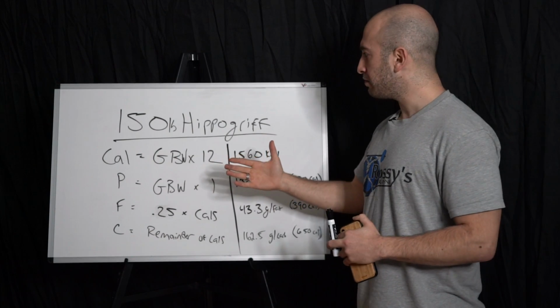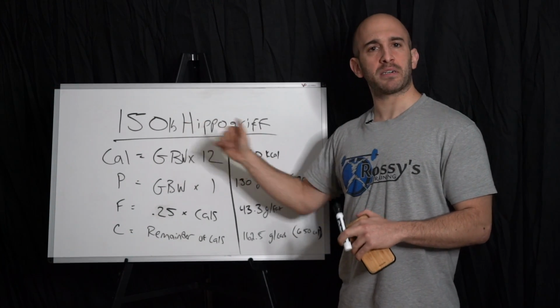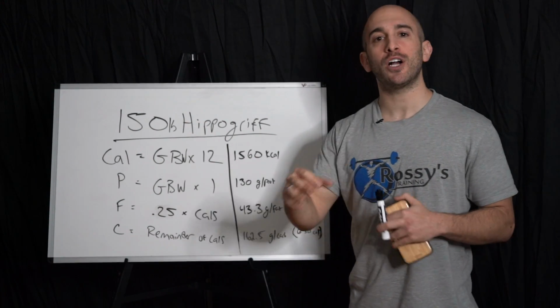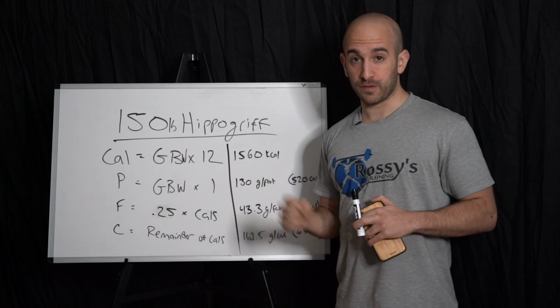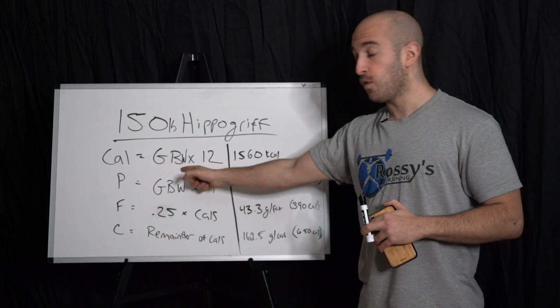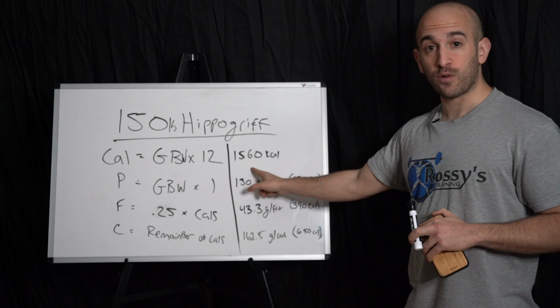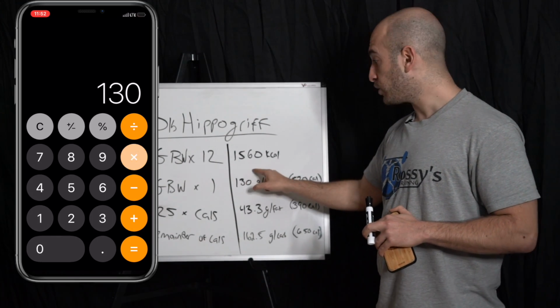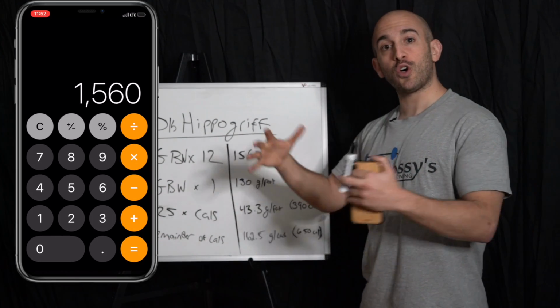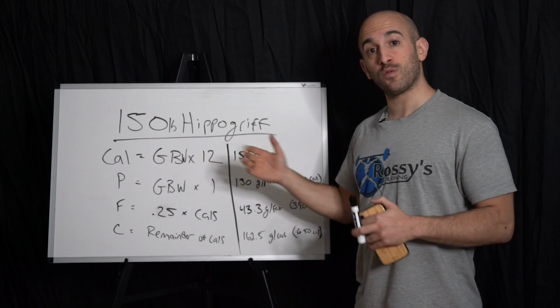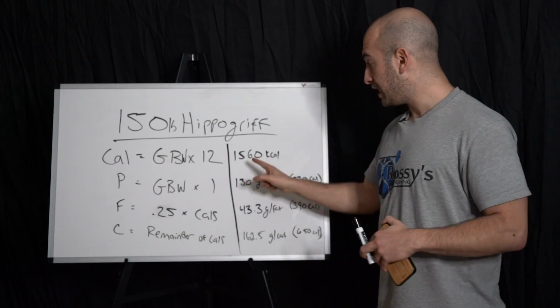Let's say we have this nice looking 150-pound hippogriff who wants to lose some weight. The goal body weight is 130 pounds. To get the total number of calories, first and foremost, you take the goal body weight, which in this example is 130, and you multiply it by 12. We already did the math for you. 130 times 12 is 1560. So the total number of calories this hippogriff would be eating every day is 1560.